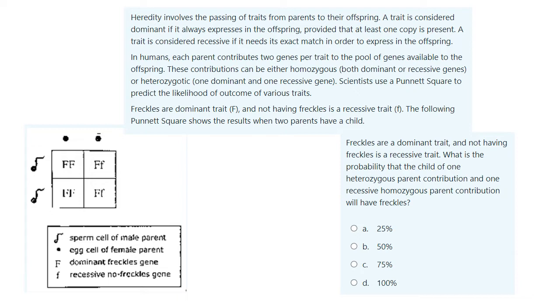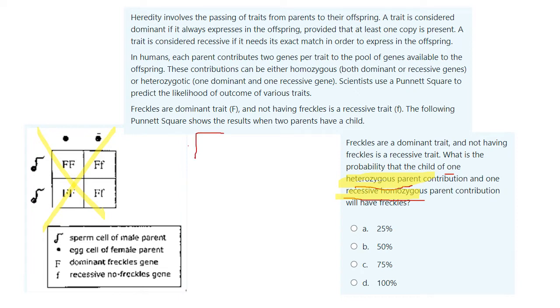What is the probability that the child of one heterozygotic parent and one homorecessive parent will have freckles? Now, be careful. This question has a heterozygotic parent and a homorecessive parent. The Punnett square over here was a homozygotic dominant parent. So this is not from the Punnett square.